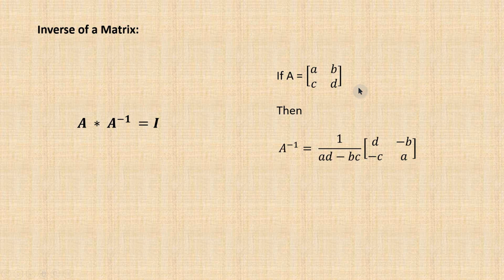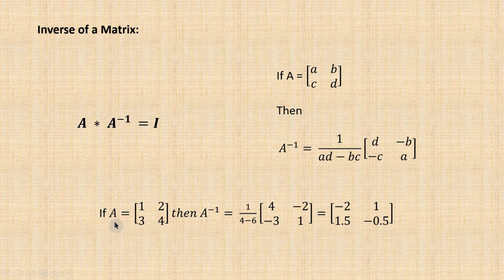Now let me consider a 2 by 2 matrix which is having the elements A, B, C, D. Then we can find its inverse as 1 by determinant of that A, matrix D, minus B, minus C, A. Then I am considering A as 1, 2, 3, 4 as an example.